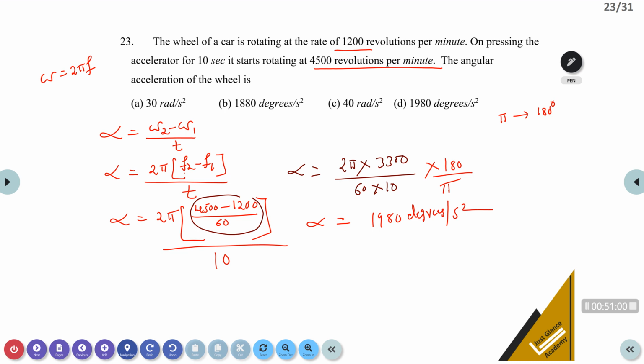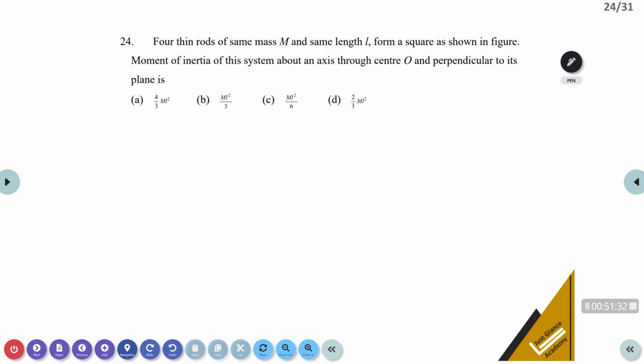You will ask the question, sir, why is it not radian per second? No, it will not come. If you do the cancellation, you get 11 pi radian per second square. There is no 11 pi among the options, so it is not radian. The possibility is either this or this. That's why I converted into degrees per second square.